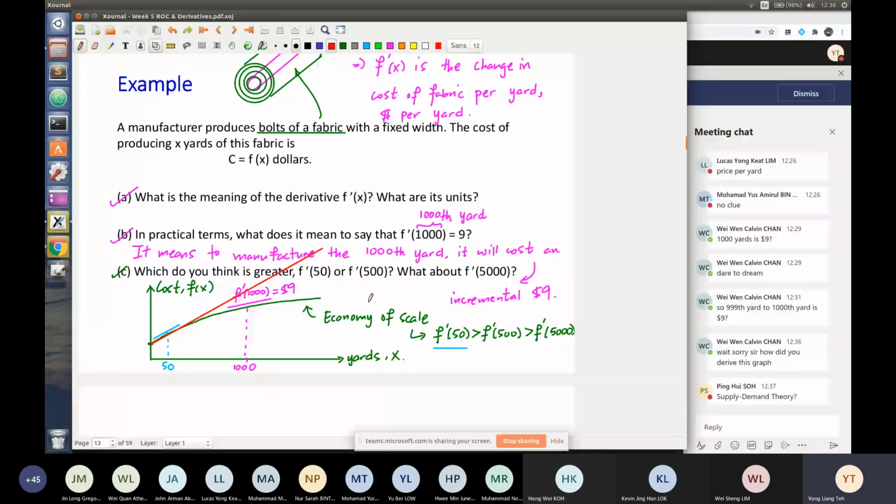Ping Hui asked about supply demand theory. This one has nothing to do with supply demand. It's not supply demand.